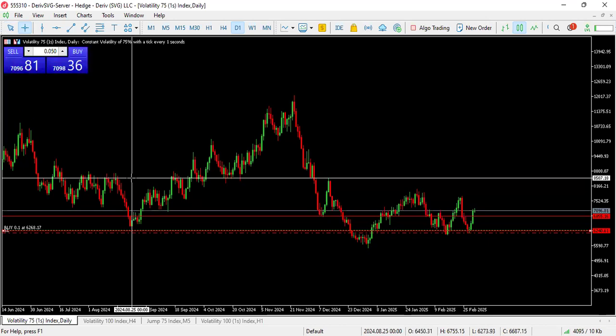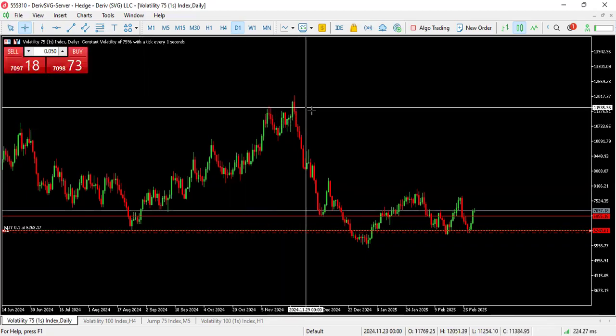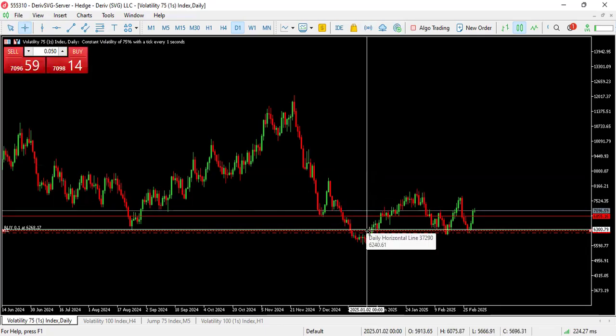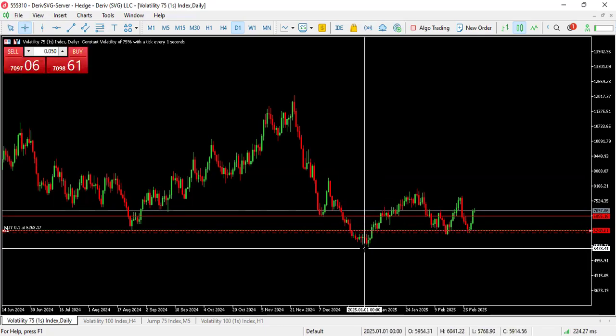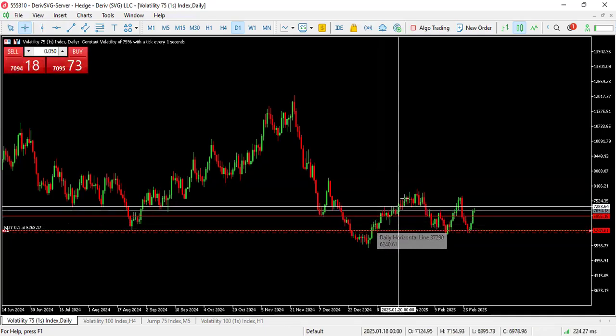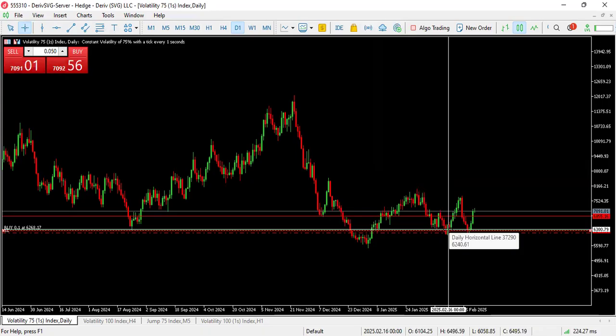August 2024, price got here and it rallied to the upside. Again, price came down here again. That was the time price still got here. It broke through. This was a fake breakout. It broke out, but it rallied back to this place, retested a little bit, and went to the upside. But again, price got to the same zone.